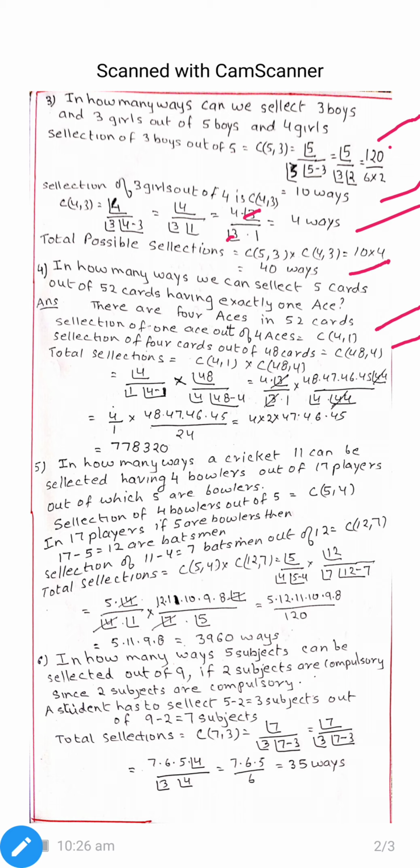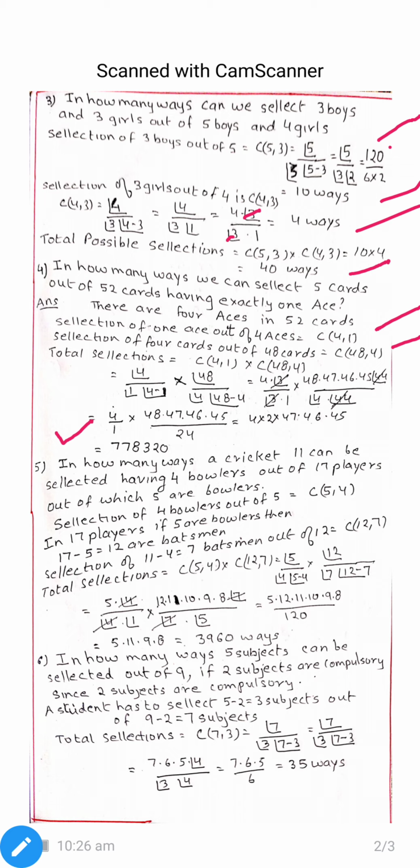Let us divide 24 and 48. We get 4 into 2 into 47 into 46 into 45, 778320 is the total possible selection of 5 cards having exactly one ace.